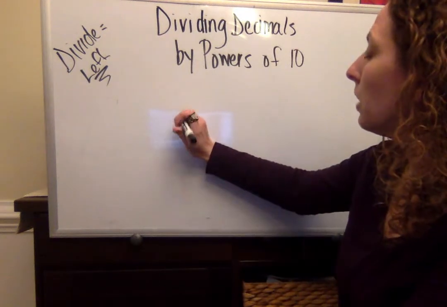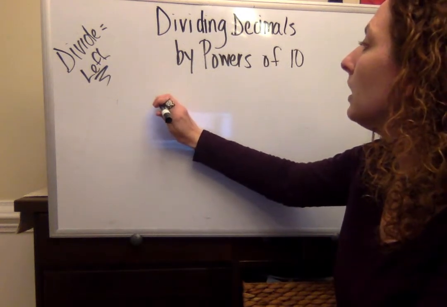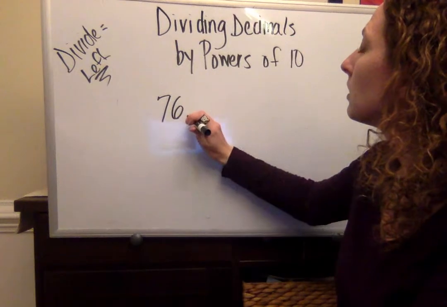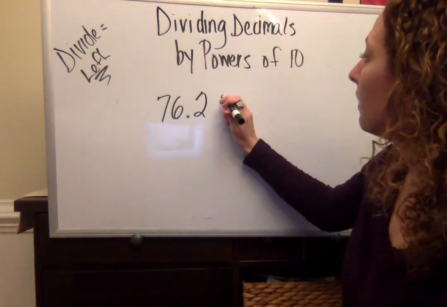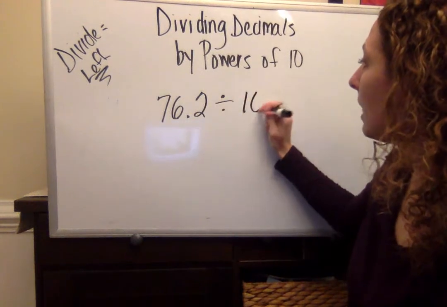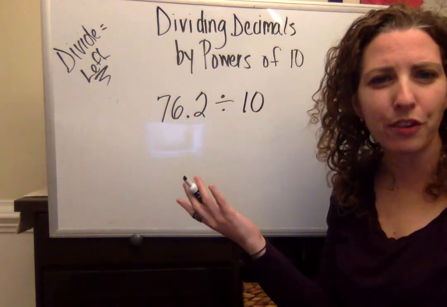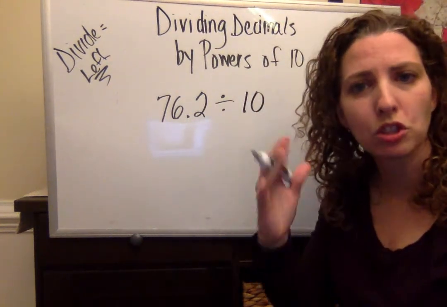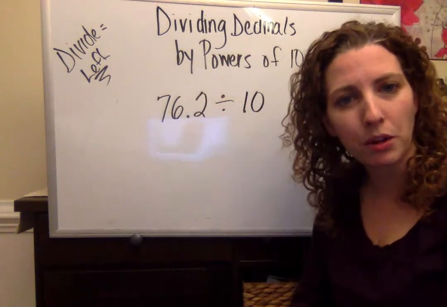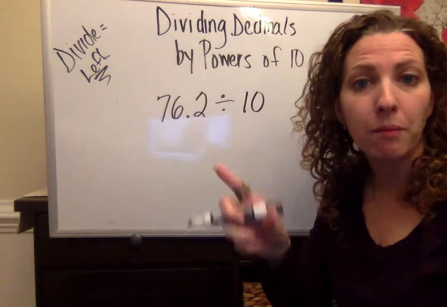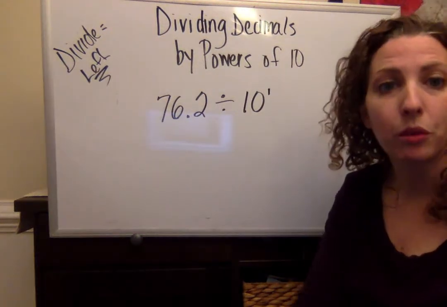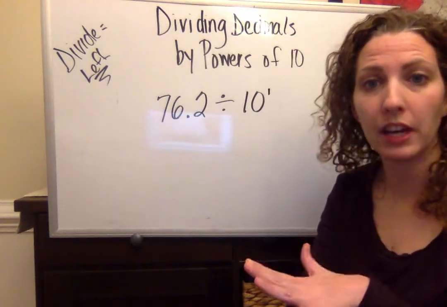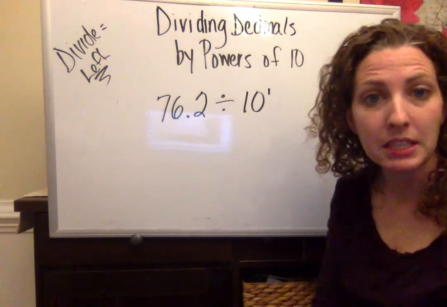I'm going to give you a problem that looks something like 76.2 divided by 10. And I'm just going to do 10 to the first power right now, just so we can show, and then we'll make our exponent a little bigger, which will show us how many more times to move over. Okay, so if you're looking at this, there's a couple really important pieces that you need to look at.